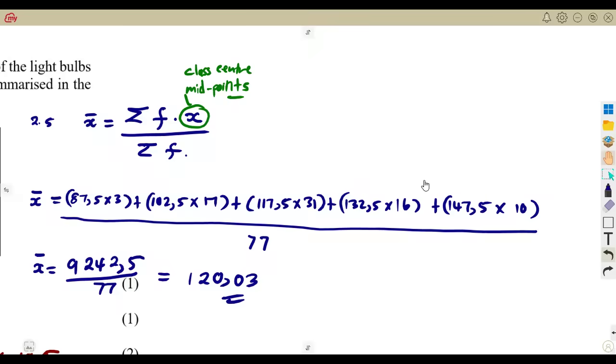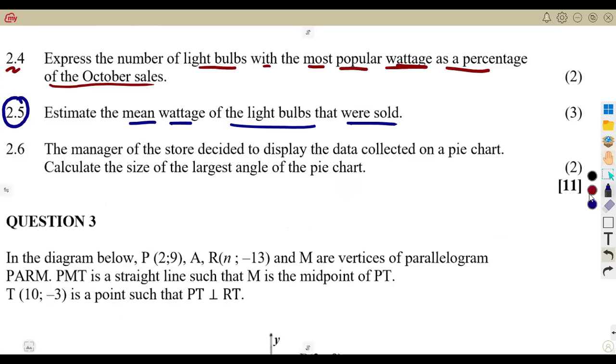So you need the mid values, the midpoints, in order for you to obtain what? The mean or the average. Then on 2.6, they are saying the manager of the store decided to display the data collected on a pie chart. He wants to represent it on a pie chart.